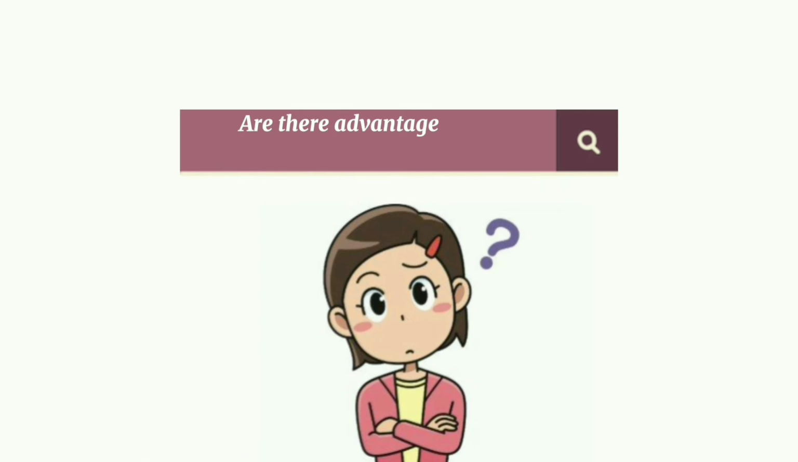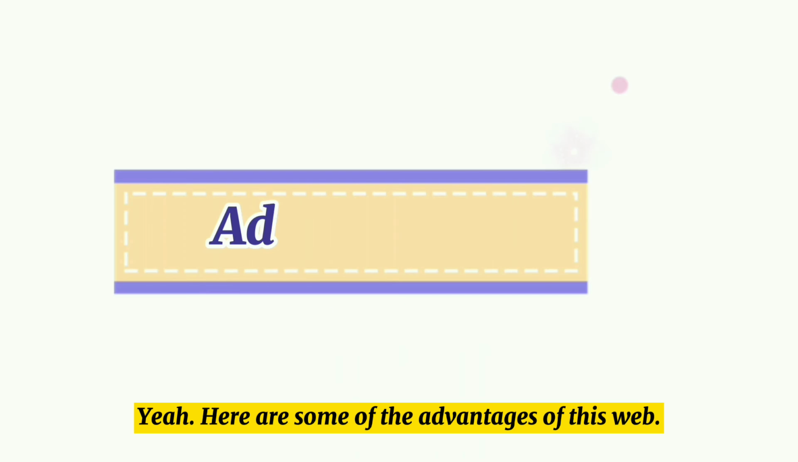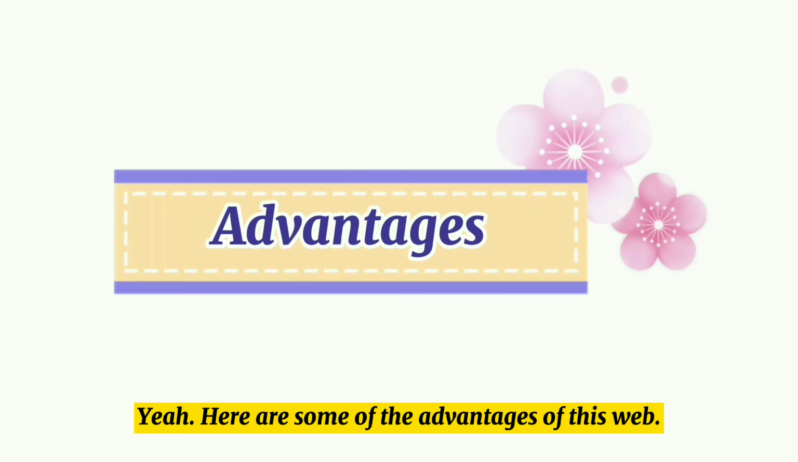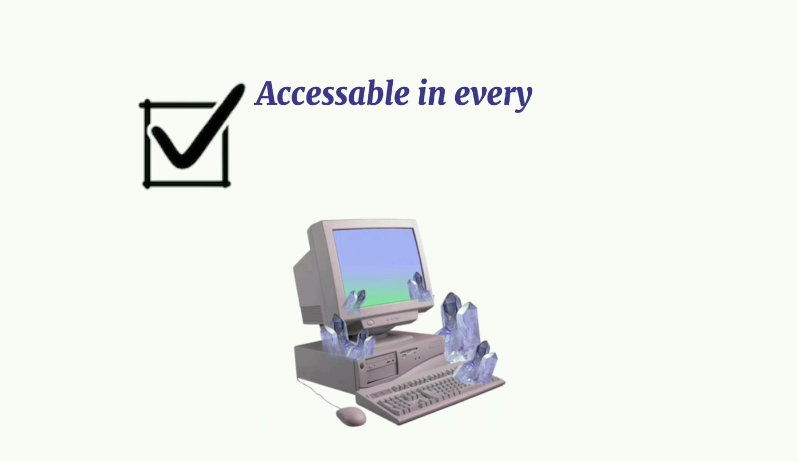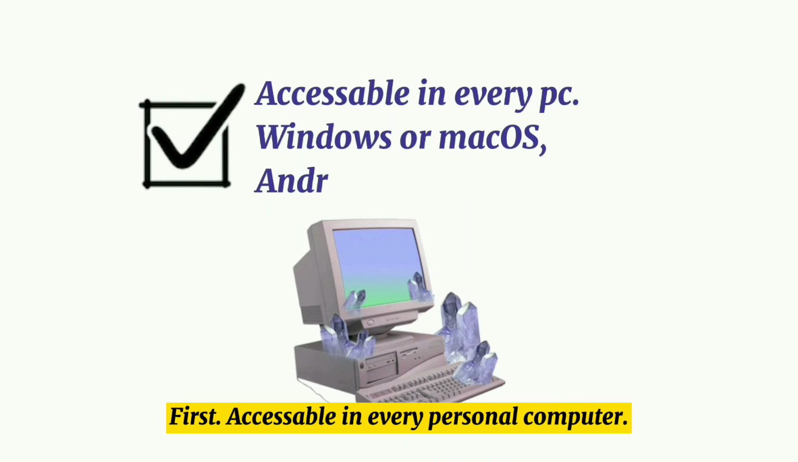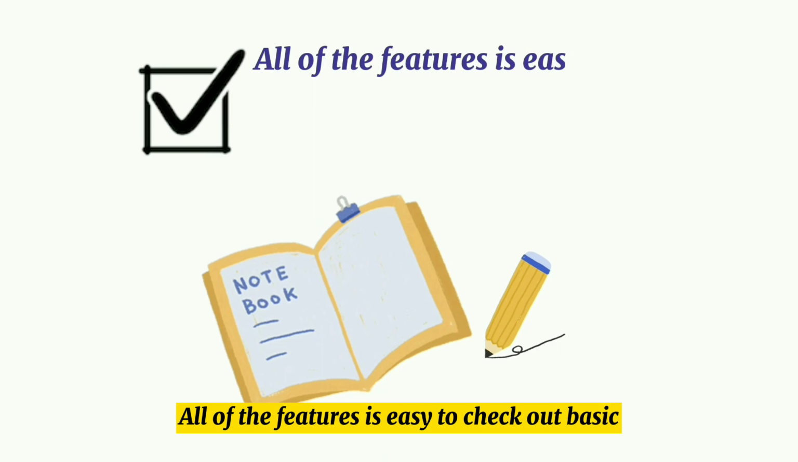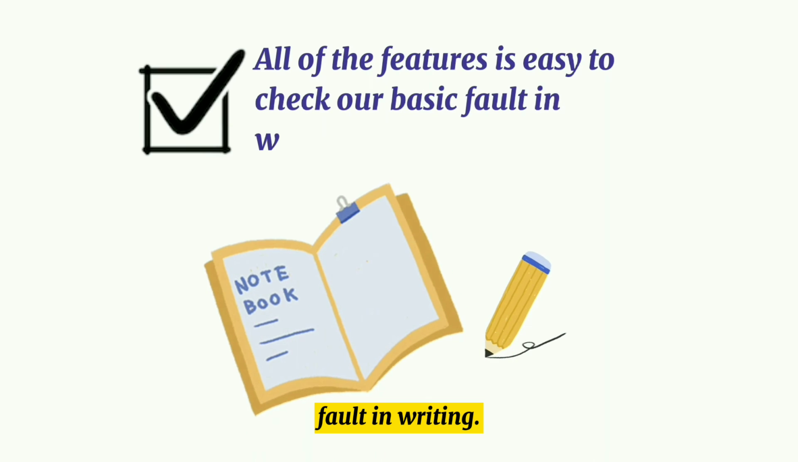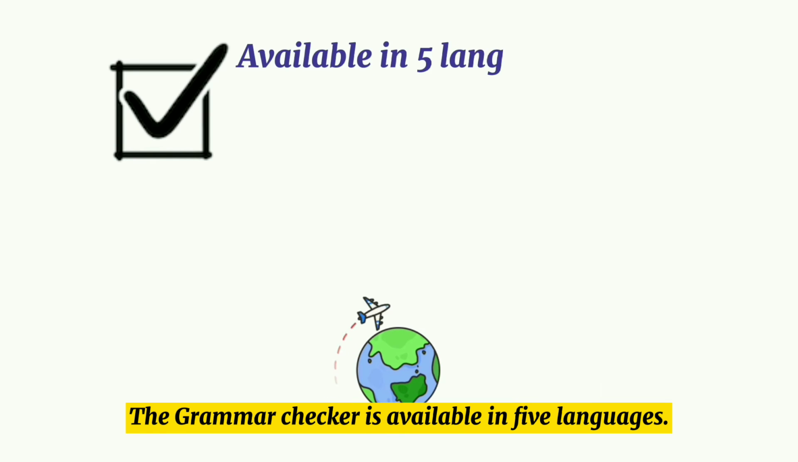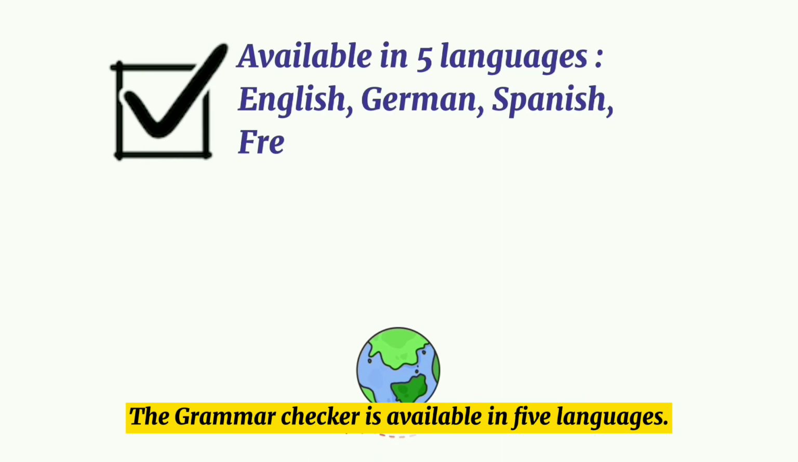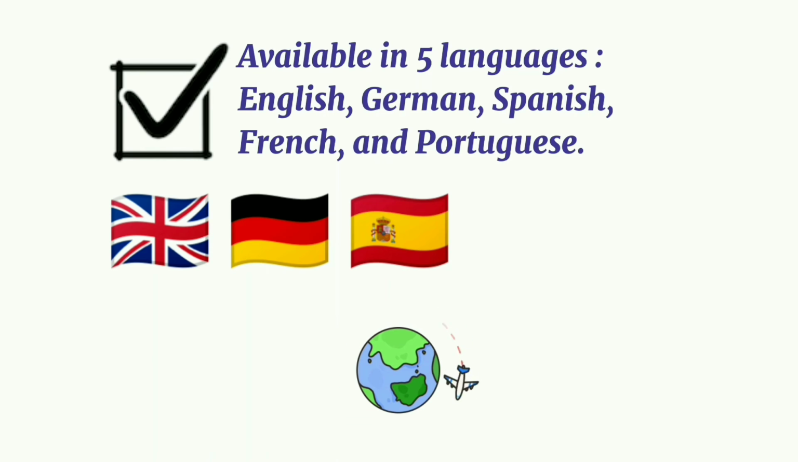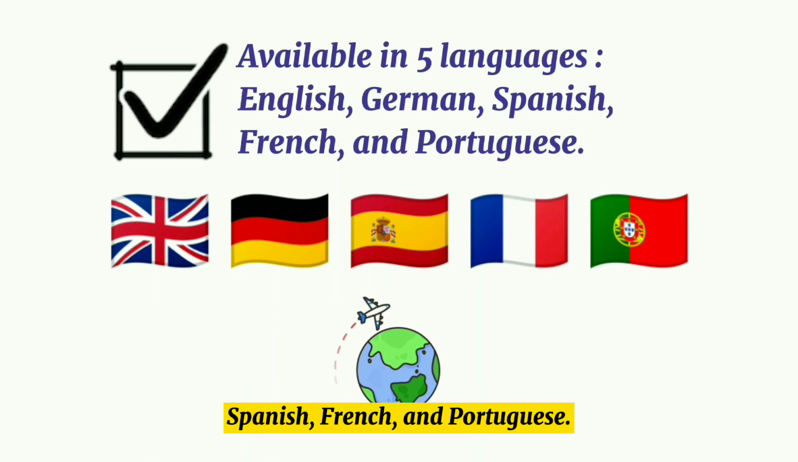Alright, but are there advantages and disadvantages of this web? Yeah, here are some of the advantages of this web. First, it is accessible on every personal computer, Windows or macOS, Android or iOS. All of the features make it easy to check our basic faults in writing. The grammar checker is available in 5 languages: English, German, Spanish, French, and Portuguese.